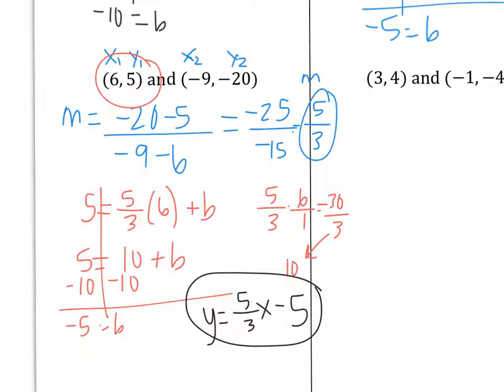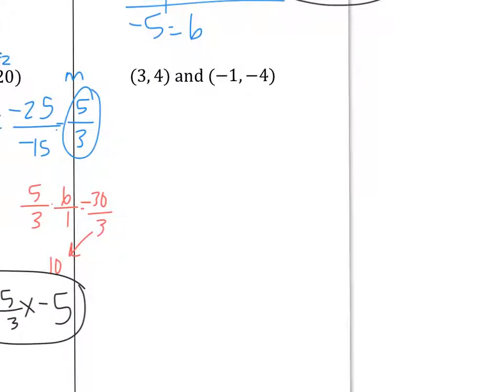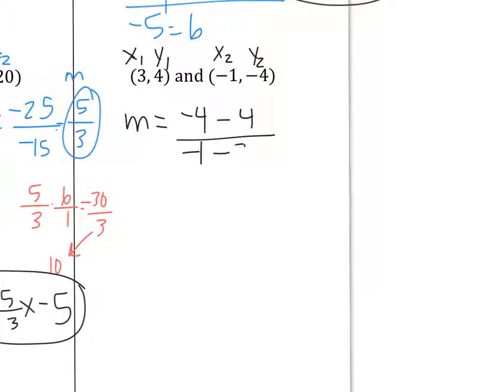All right, last example here. So again, first thing when I see my 2 points is I'm going to label x1, y1, x2, and y2. And so m equals -4 minus 4 all over -1 minus 3. And that gives me -8 over -4, which simplifies to 2. So my slope is 2.